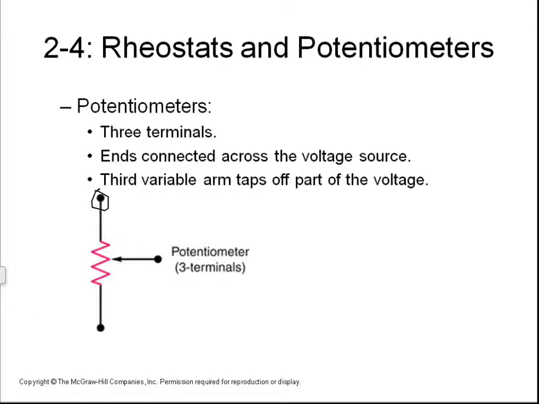Potentiometers have got three terminals, and they're usually leading off to some other circuit somewhere, and they're used to vary the voltage going out to that other portion of the circuit.